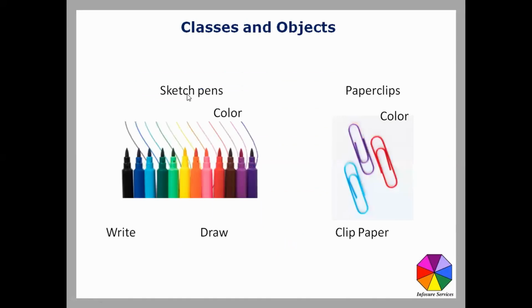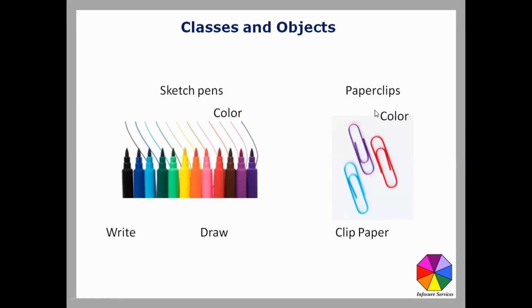In the same way, in this example, you have various sketch pens here. Individual pens have their own properties, like the color property. They have different colors, and there are methods where the pen can write. You can use it to draw. So we have color as a property, and write and draw as methods. Basically, a class combines properties and methods.